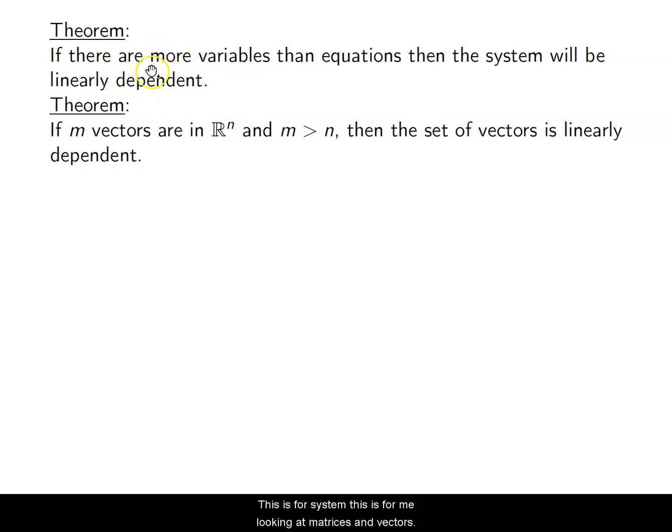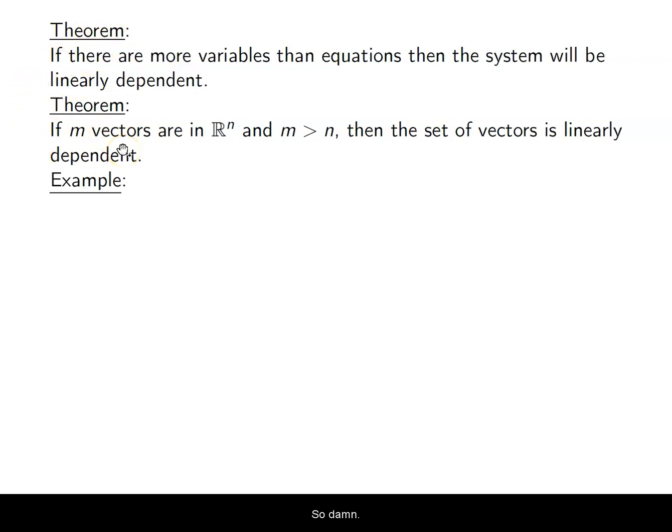Okay, this is for a system. This is for me looking at matrices and vectors, right? If I have more columns than I do rows, I have a linearly dependent system. If I have more variables than equations, I have a linearly dependent system. So they're equivalent theorems, but they're different theorems because one applies to something different than the other.